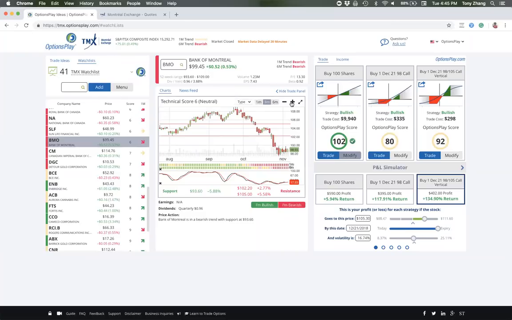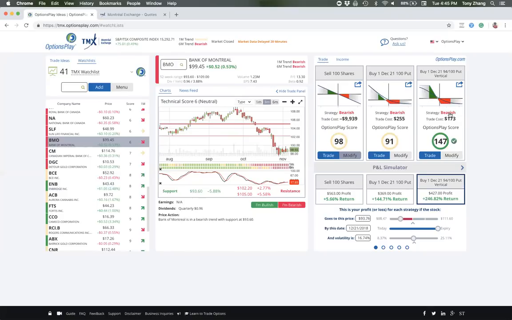And once you have that directional view, once you're either bullish or bearish on an underlying stock, we will present to you 3 starting points to take either a bullish view or 3 starting points for a bearish view.